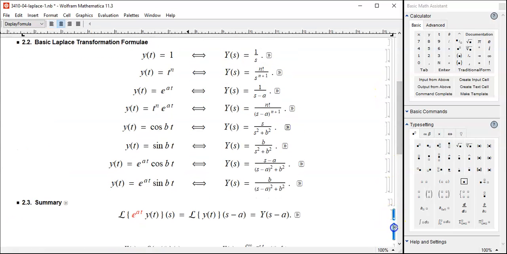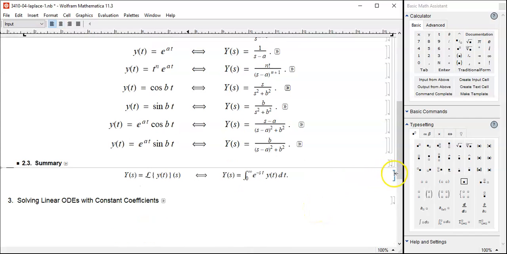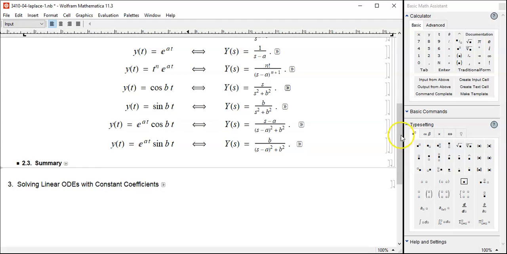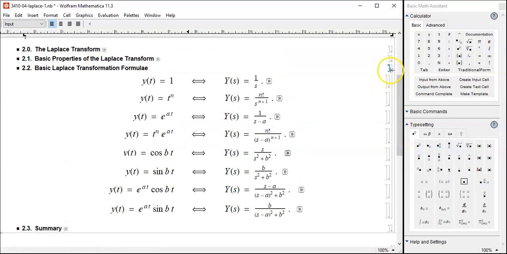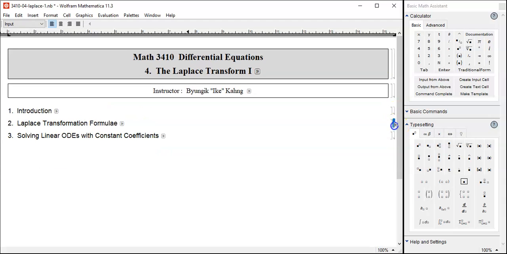Okay, that completes everything, I guess. At least everything I prepared here. But that's not all the Laplace transformation formulae out there. There are more, but whenever other formulae show up, we'll discuss those as they show up. Okay, let's stop here, and that's the end of this lesson.